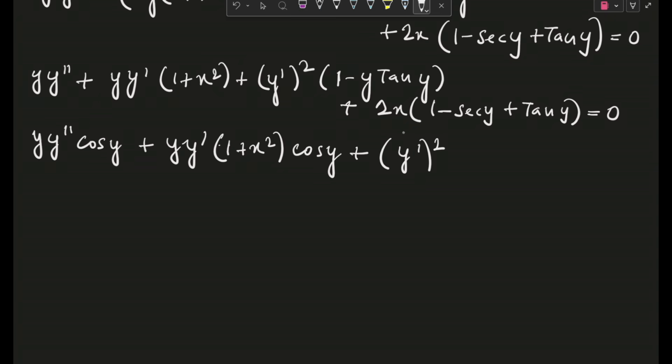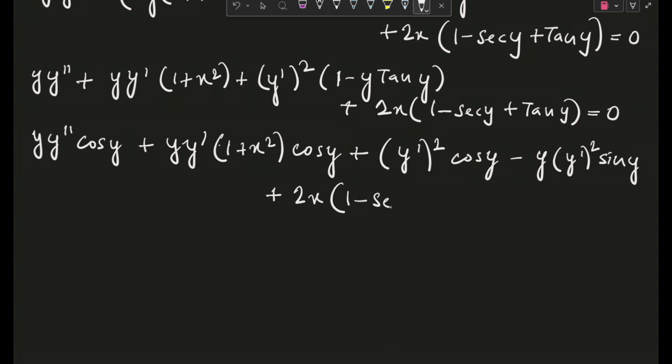So I am breaking that open and writing y dash whole square times cosine y, and let's write it here only, y dash whole square sine y, plus 2x times (1 minus secant, not secant y, I'm sorry. This is no longer secant y. This actually becomes cosine y minus 1 plus y sine y. And this thing is equal to 0. I hope I am correct.